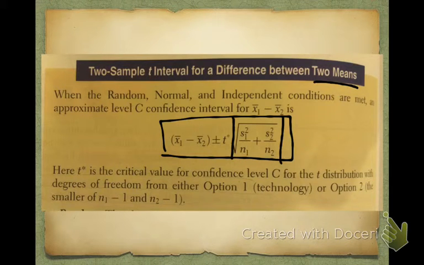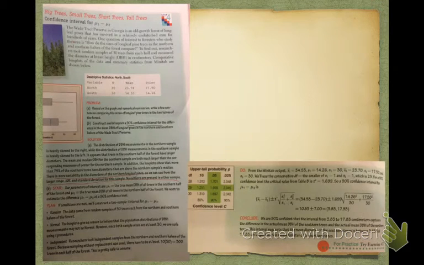You have a degree of freedom for one group of data, and another degree of freedom for the other group of data. You're choosing the smallest one, that's all. You only have two, it's not that hard.